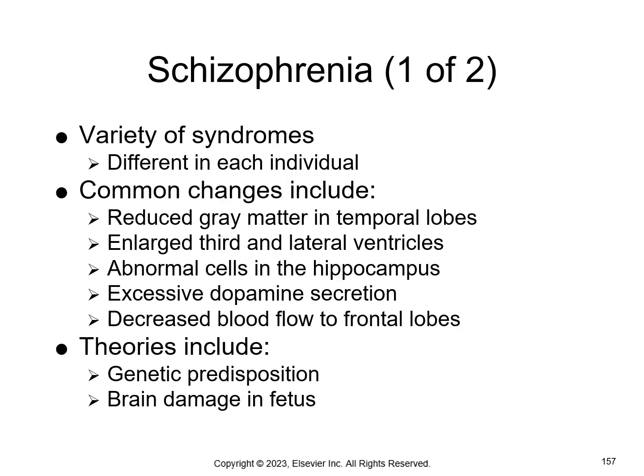So schizophrenia is a variety of syndromes that present themselves differently in each individual. The common changes include reduced gray matter in the temporal lobes, enlarged third and lateral ventricles, abnormal cells in the hippocampus, excessive dopamine secretion, decreased blood flow to the frontal lobes, and there are theories about genetic predisposition or brain damage in the fetus. I've also heard that marijuana and other drugs can lead to schizophrenia.